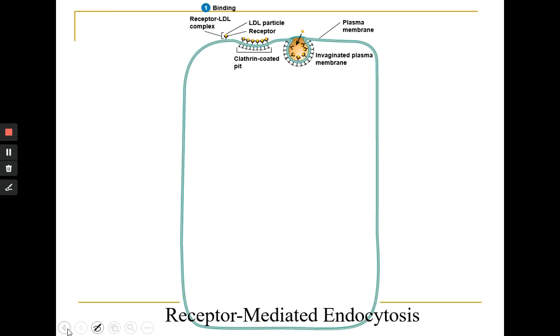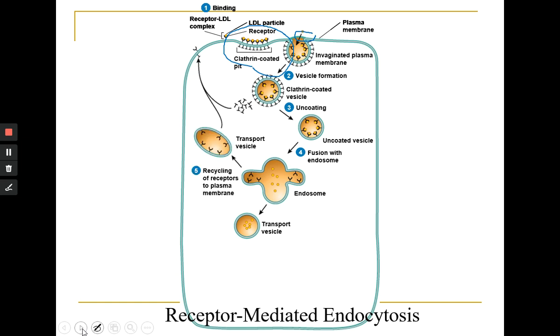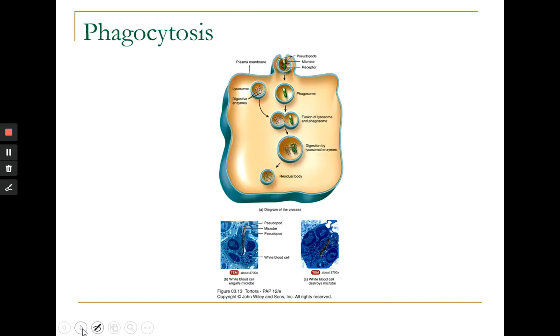Like here, as you see here, this is endocytosis, receptor mediated endocytosis. These are receptors. And then it goes and forms what we call pseudopods, and then it engulfs the substance, which we call a vesicle, and this vesicle moves. This vesicle unites with the lysosomes, and the lysosomes break down these substances. Okay, and this is the endocytosis.